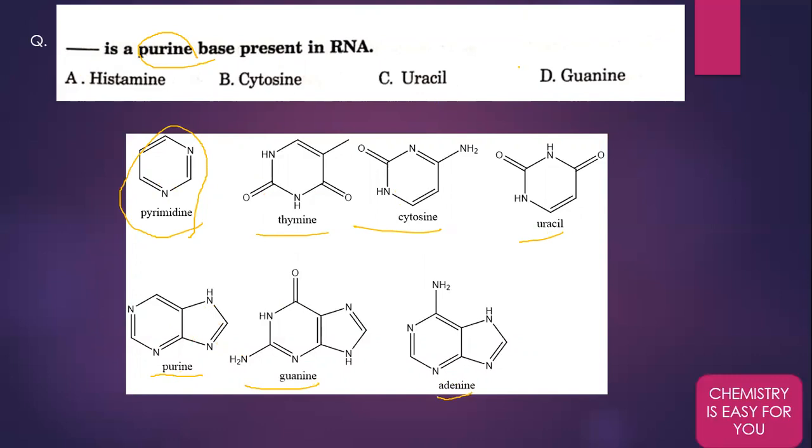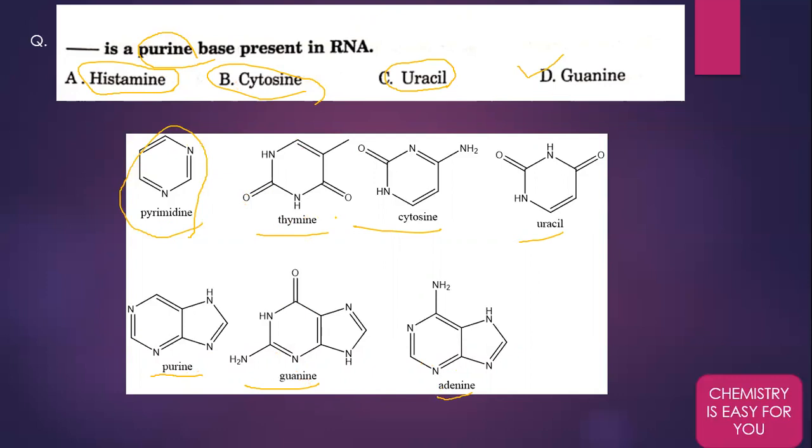So here the answer is option D, guanine, because only one of the given options is a purine base. Uracil is a base present in RNA, but it is not a purine base, it is a pyrimidine base. Also, cytosine is a pyrimidine base. You are asked for a purine base, so the answer would be either adenine or guanine. Then histidine is an amino acid, not something present in nucleic acid. It will be present in a protein.